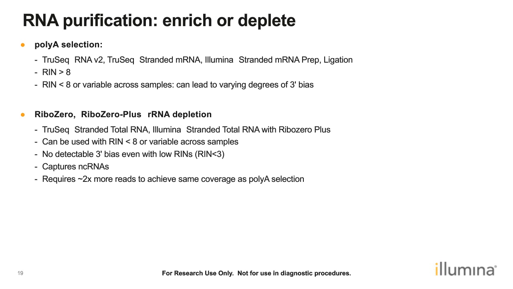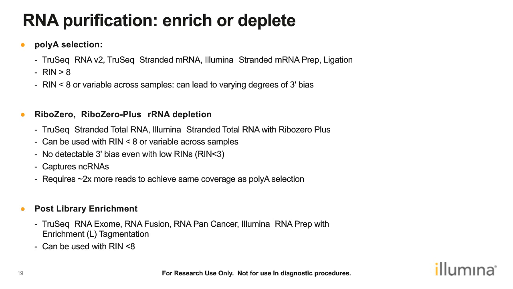Alternatively, Ribo-Zero or Ribo-Zero Plus depletion uses rRNA probes to deplete the samples of rRNA. Our Stranded Total RNA kits use this approach, and these kits are recommended for those RIN values less than 8 or variable RIN values. So any sample with a low RIN value, we've seen RIN values as low as 3. We typically do not see any detectable 3' bias using this depletion approach. This also has the benefit of capturing non-coding RNAs if this is of interest to you. Because we're capturing more RNA species, there is more sample to pull through the prep. So it requires twice as many reads to achieve the same coverage as a poly-A selection approach would.